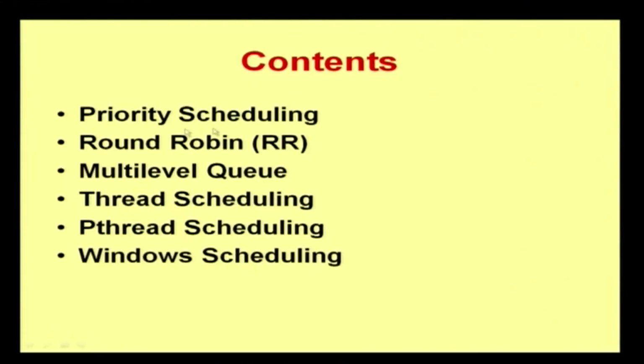considerations. So the remaining algorithms are the round robin algorithm and the priority scheduling algorithm. In today's lecture we have certain contents such as priority scheduling algorithm, round robin algorithm, and then we will be seeing about multi-level queues, thread scheduling, p-thread scheduling. P-thread is nothing but POSIX thread scheduling, and window scheduling.